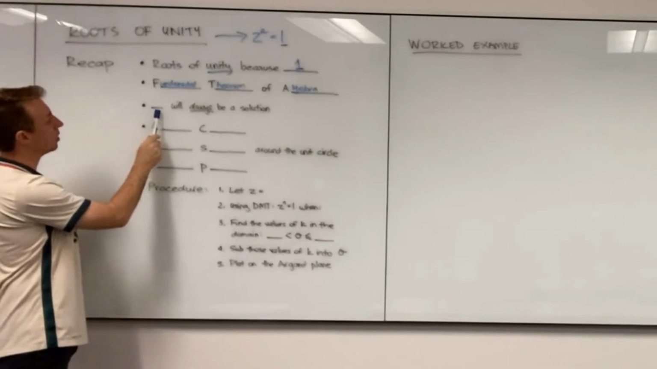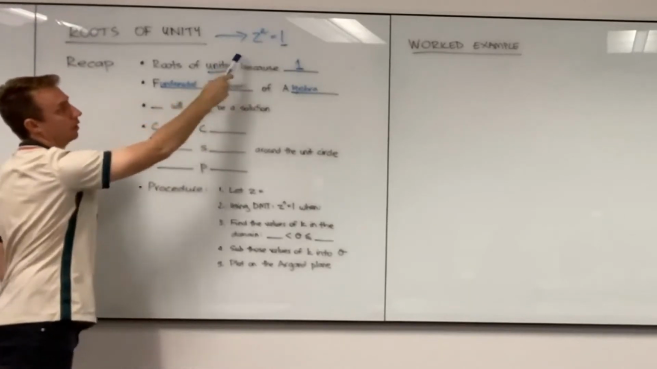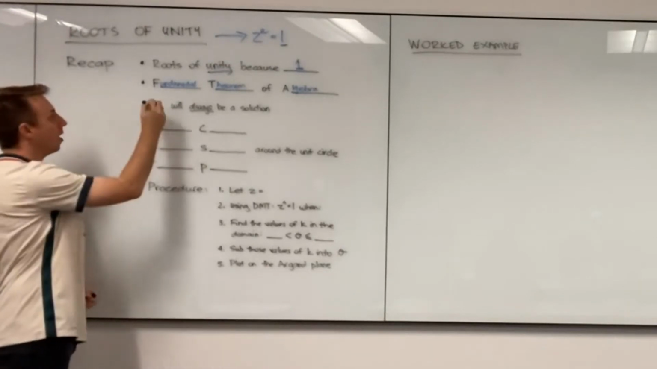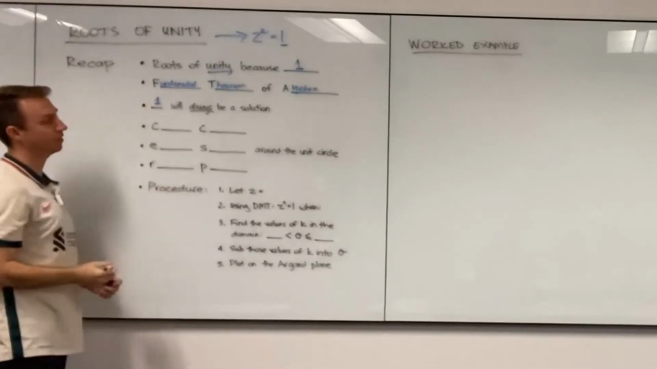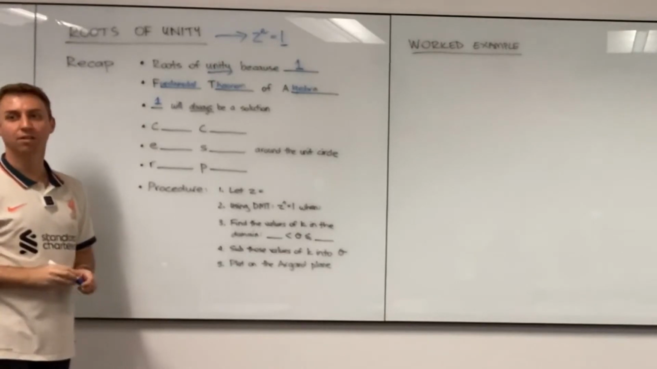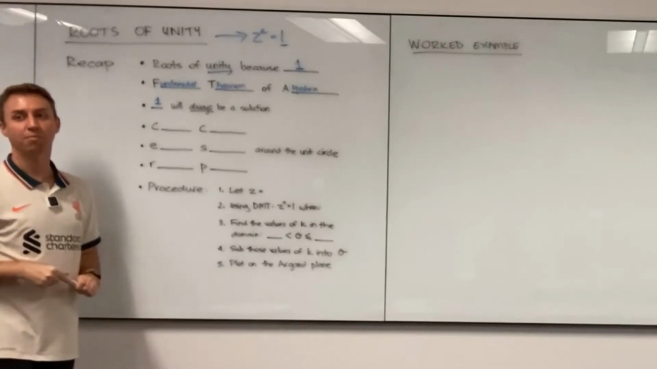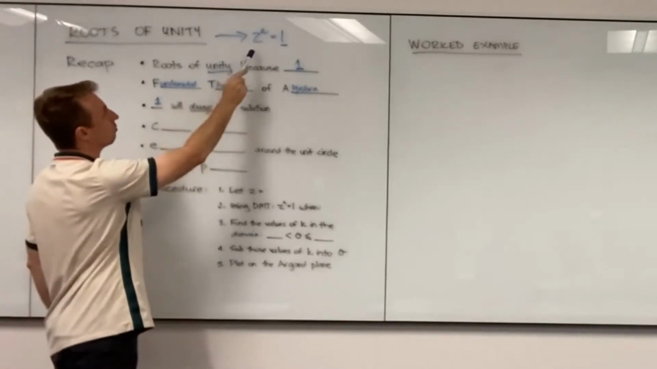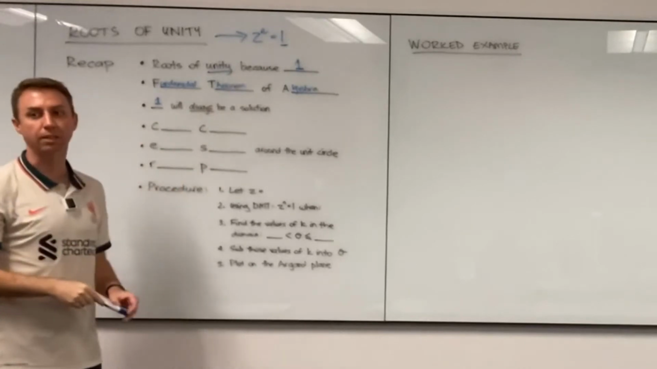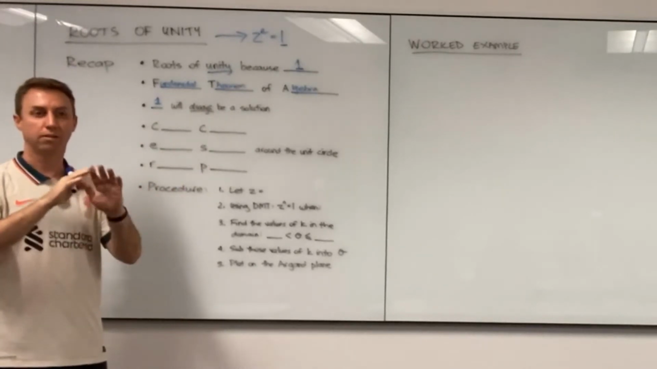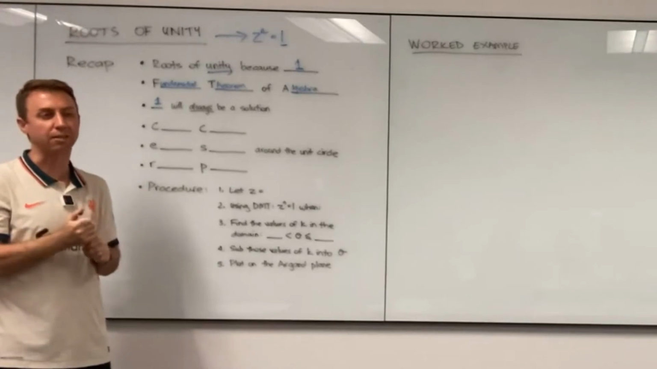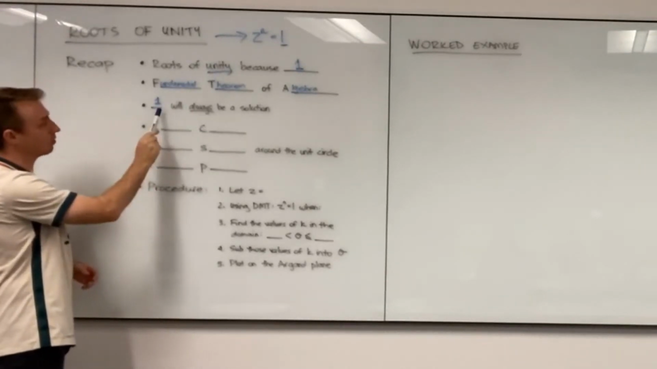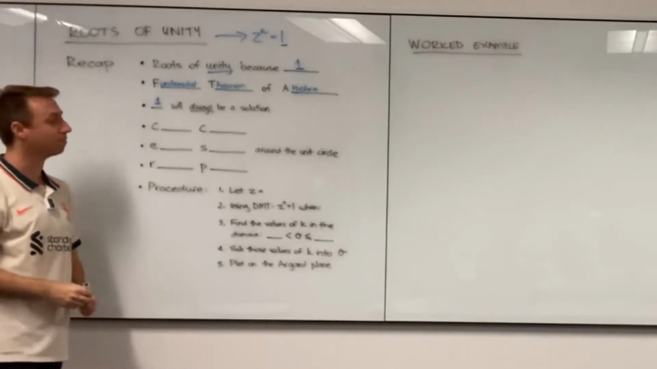What is something that we know will always be a solution to this equation? 1. And why will 1 always be a solution? Because 1 to the power of anything is always 1, so if z is equal to 1, then perfect. Exactly, thank you. It's important to remember that even though z is a complex number here, 1 can still fall within the realm of complex numbers. It just means it's 1 plus 0i. So yes, 1 will always be a solution, so that's another little check. If we don't get 1, something's gone wrong.